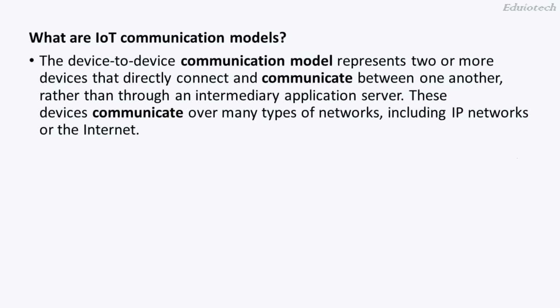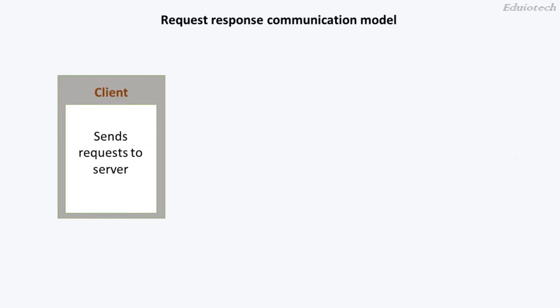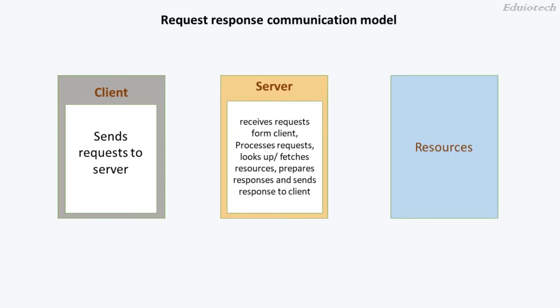The device-to-device communication model represents two or more devices that directly connect and communicate between one another, rather than through an intermediary application server. These devices communicate over many types of networks, including IP networks, or the Internet. In this model, the three entities involved are client, server, and resources.